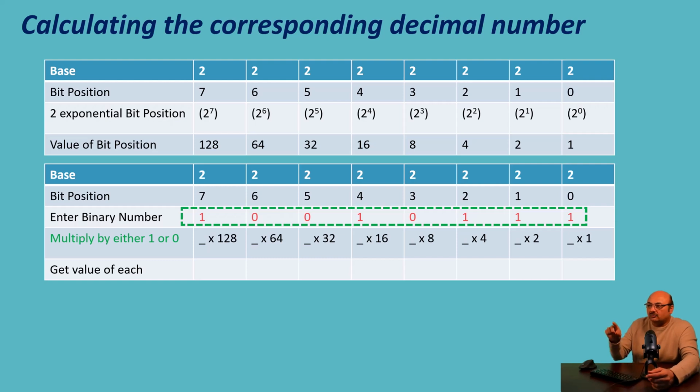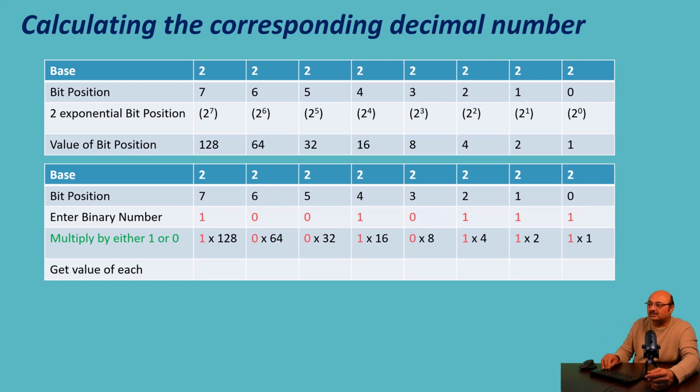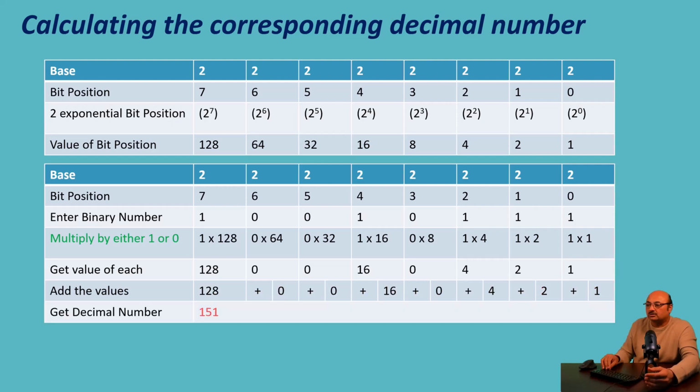And what does 64 get multiplied by? It gets multiplied by 0. 32 gets multiplied by 0, 16 gets multiplied by 1, 8 gets multiplied by 0, 4 gets multiplied by 1, 2 gets multiplied by 1, and 1 gets multiplied by 1, like this. Then whatever is the outcome of the multiplication, we write it down here. Whatever we find as 0, we put 0. And then finally we add them up together, and that is what gives us the equivalent decimal number.